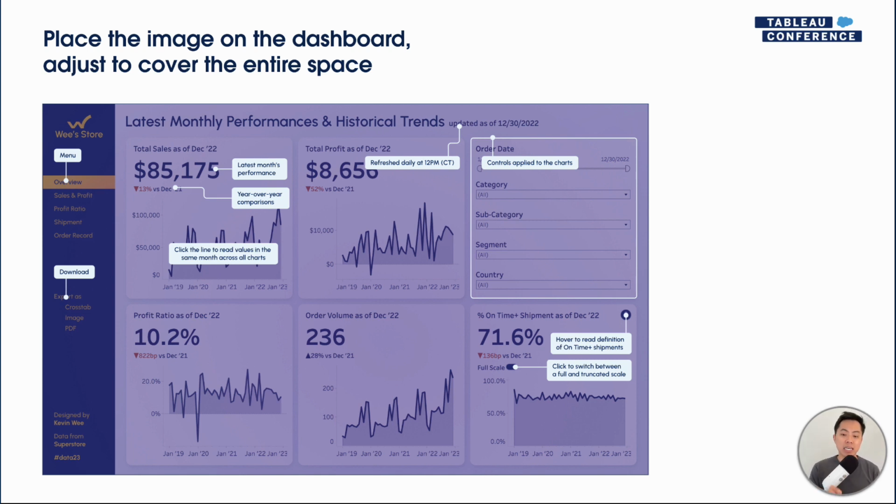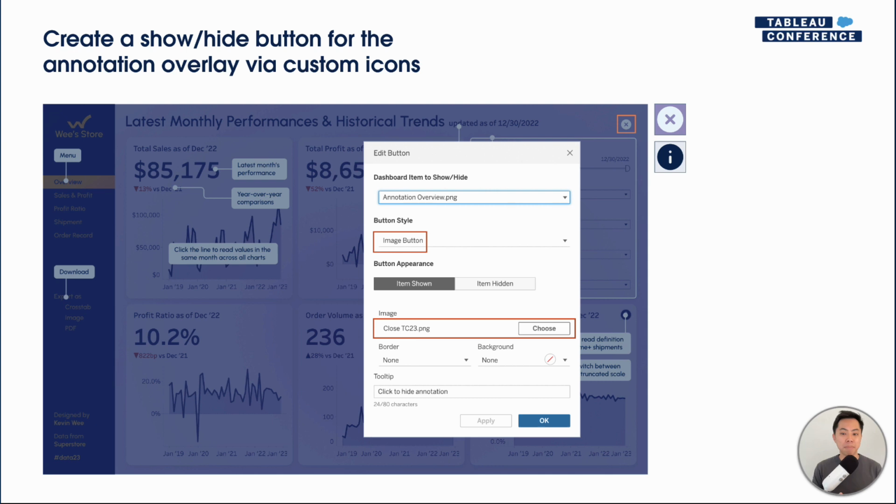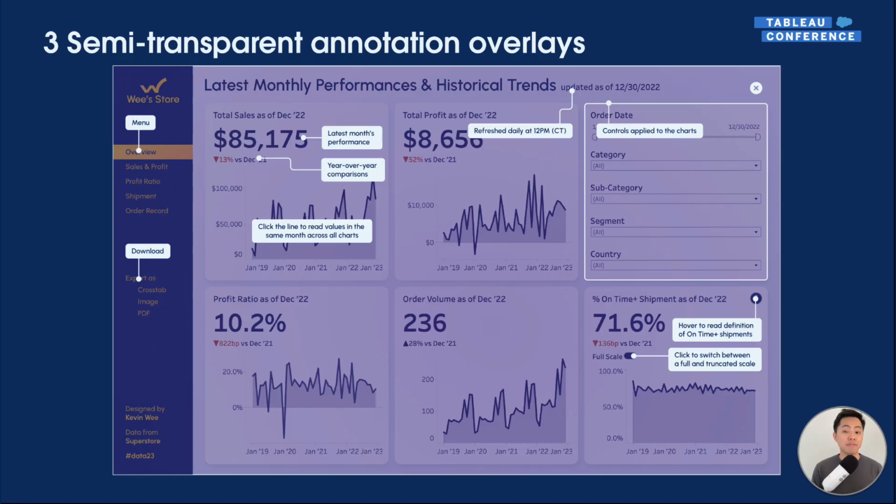Now you may select the image and then create a show/hide button for this overlay. You may leverage the customized buttons that we have just imported to the Tableau repository file, as shown on the screen. So now you have a semi-transparent annotation overlay that users may open and close, and it shows how to best use the dashboard. Now that I have demonstrated how to creatively use image files in three major use cases, I'm going to show you a short video of how this actually works in practice.